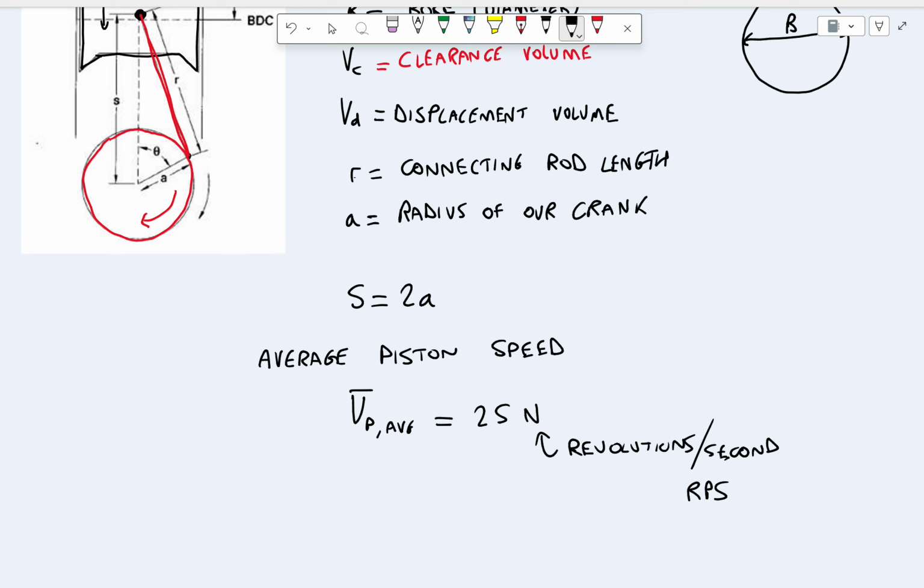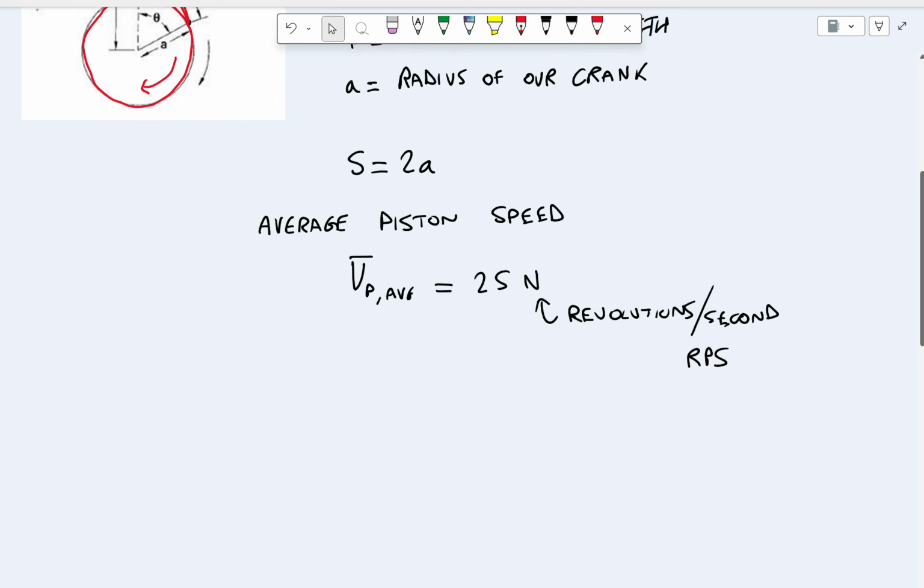We know that S is the distance that the piston covers. So if we multiply S by the revolutions per second, we get a velocity in meters per second, or whatever units we decide to choose. Okay, so that's really important.